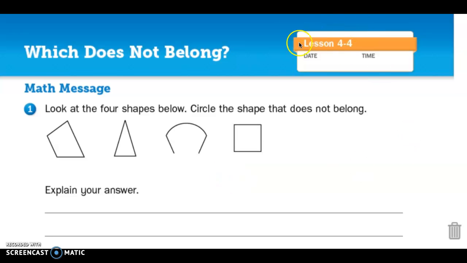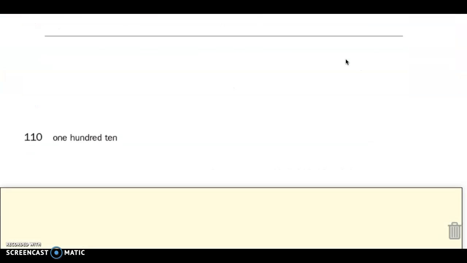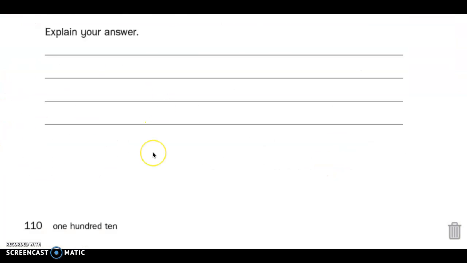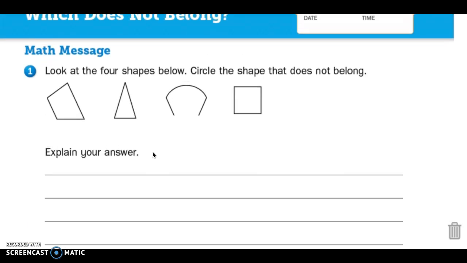All right, mathematicians, we are on 4-4 today. We are skipping 4-3. We will come back to it at a later time. It's just difficult to do it at home. So we're going to keep moving on. 4-4, if you read directions, you should be on page 110.